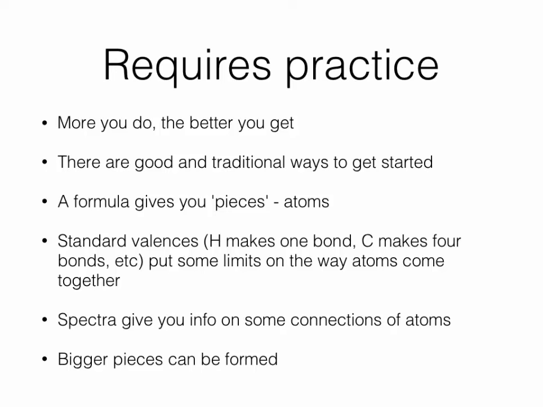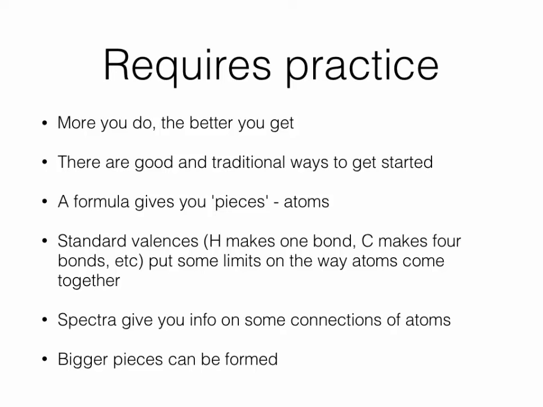Keep in mind what we're doing. The formula gives you a whole bunch of atoms, and they have to come together somehow to give you a structure. The standard valencies, to use an old-fashioned word, which you're aware of, that hydrogen only makes one bond, carbon generally makes 4 bonds, and those sorts of things, put some limits on the way the atoms come together, but if the formula has a reasonable number of atoms, you're going to have a lot of possibilities, and you can't just examine all of them. What the spectral data will do is give you some information on what atoms are connected to what and in what way. And so you're taking those pieces of atoms and making bigger pieces.